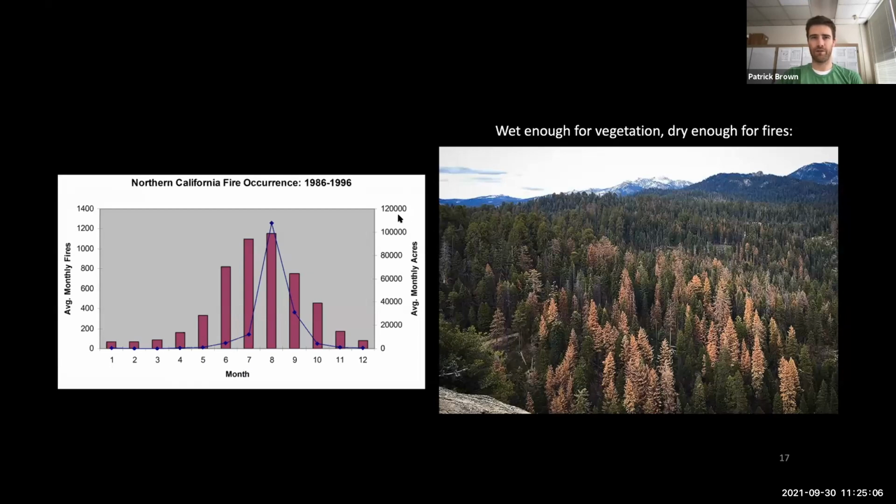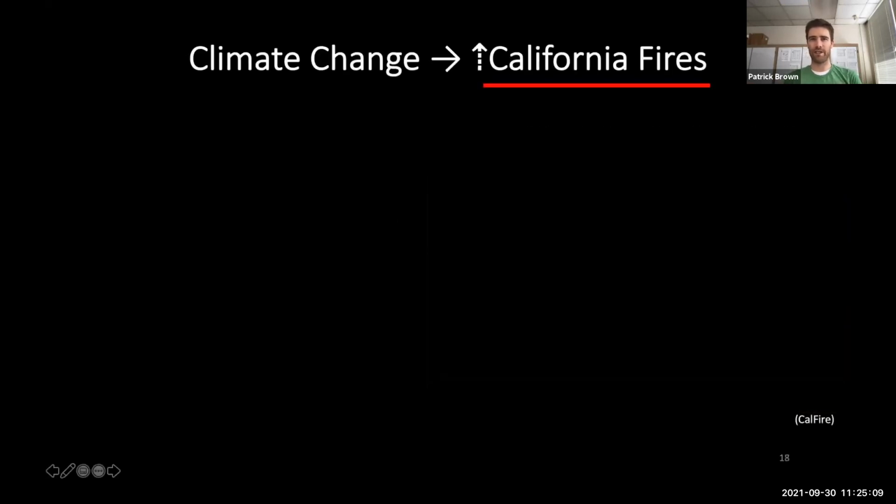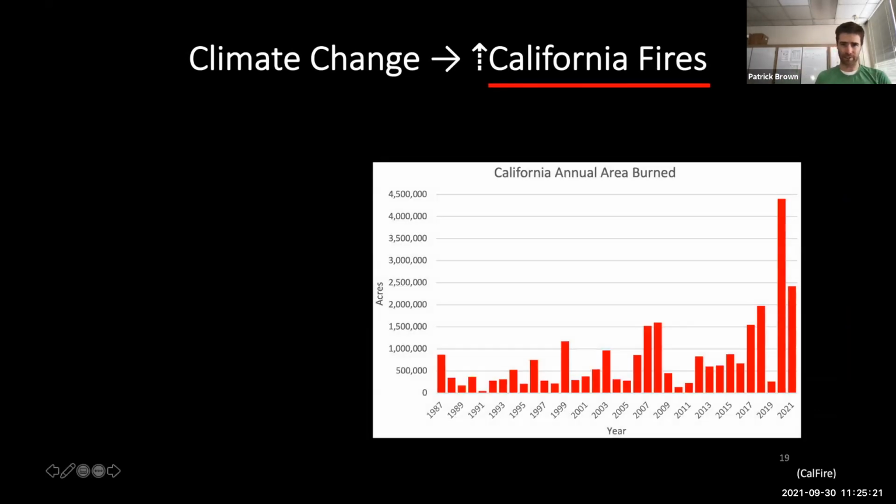And now I want to talk about climate change related to California fires. So first, this is saying climate change affecting the increase in California fires. So first, just showing you the increase in California fires. This is a record from CAL FIRE that goes back to 1987, showing the acres burned in the state, the California annual area burned. This is the famous 2020 that was just record shattering, at least in terms of this record going back to 1987. But we see this long-term increase, and it's a big increase, right?